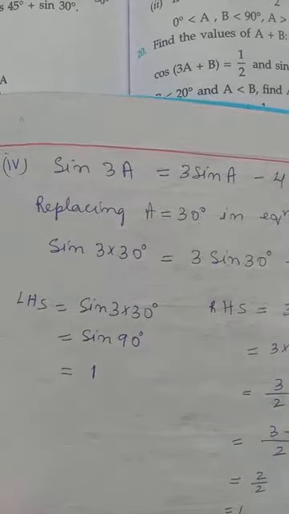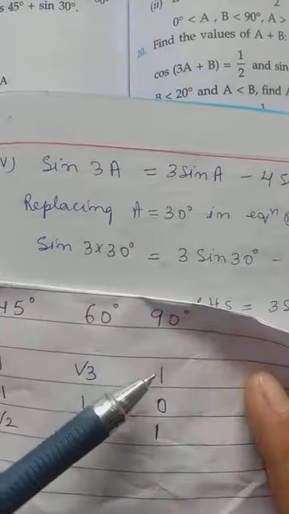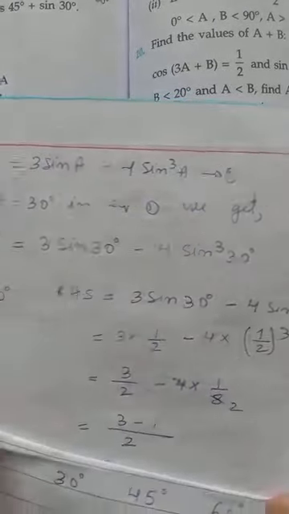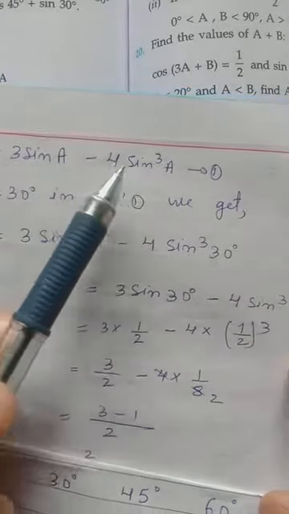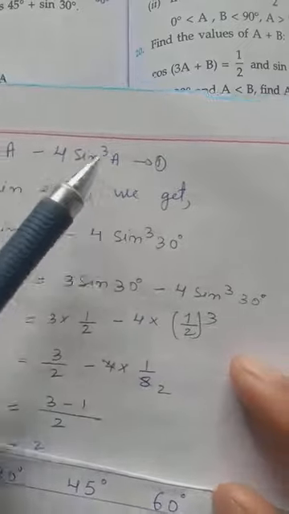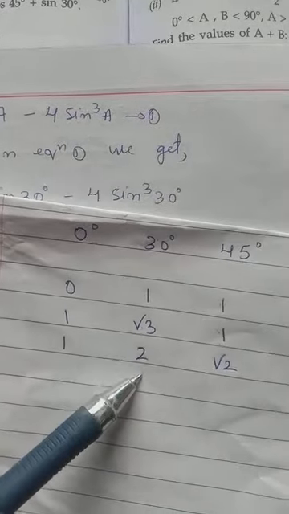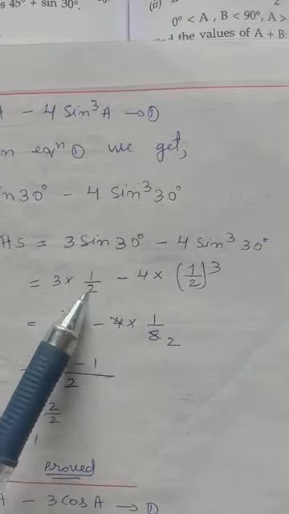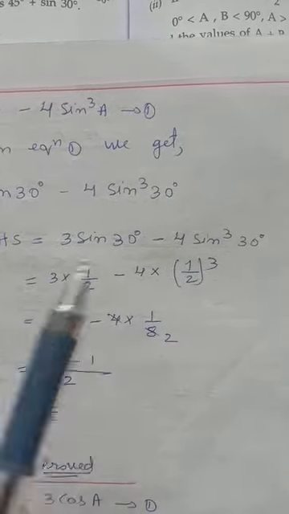From the table, we will get sine 90 is equal to P by H, so 1 by 1 equals 1. Then here also 3 sine, in place of A, we put 30 degrees. The 4 from the question, let it remain. In place of A, we put 30 degrees. So sine 30, from here we have 1 by 2, P by H. Then here let it be like that. Here we have cube, so we put whole cube. The 4 from the question, let it remain.